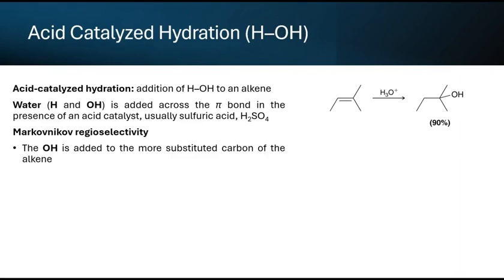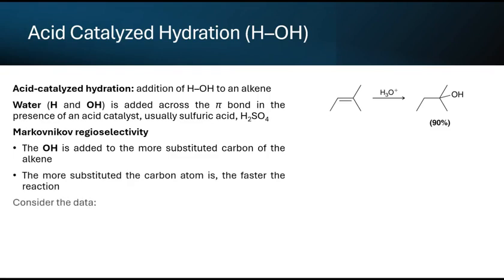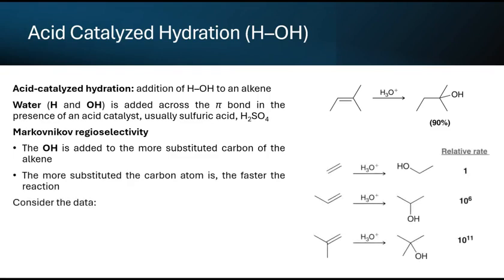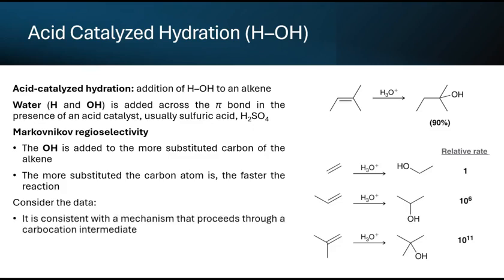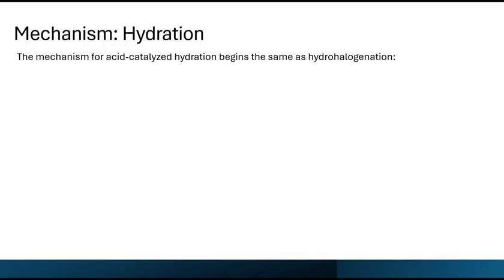The OH will add to the more substituted carbon of the alkene. The more substituted the carbon is, the faster the reaction. Let's consider the following data. For the simplest alkene, ethene, we're going to see that the relative rate is the slowest compared to the other ones that are more substituted. 10 to the 11th is a lot faster than just 1. It is consistent with the mechanism, then, that proceeds through a carbocation intermediate.